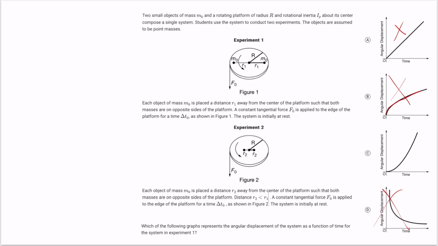So that means we would have constant velocity, that we don't have any acceleration. That said, C is the only one that suggests that we're going to be increasing at an increasing rate, and that suggests that we have angular acceleration.